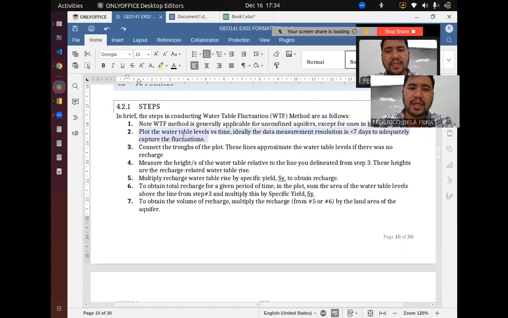So step 2 is to plot the water table levels per time. The setup here is you have an aquifer.